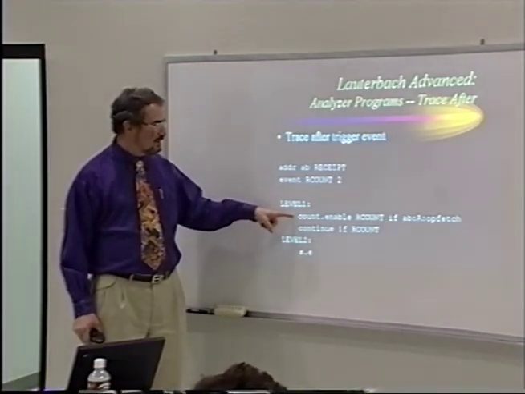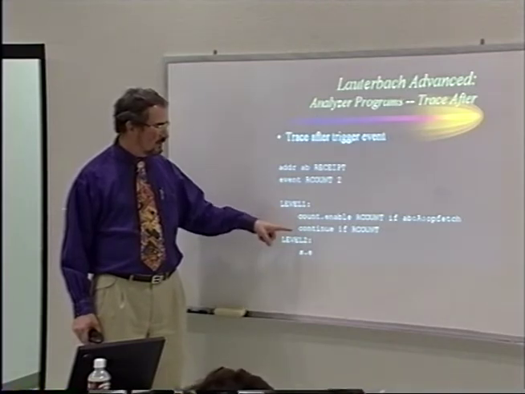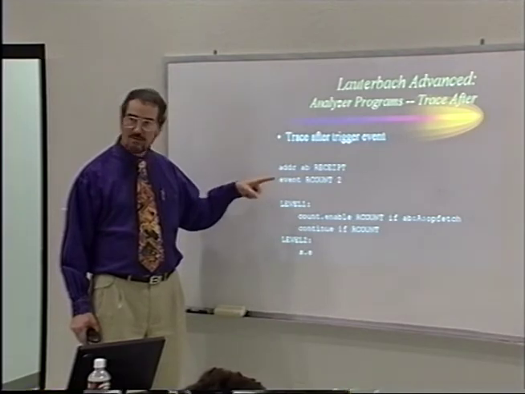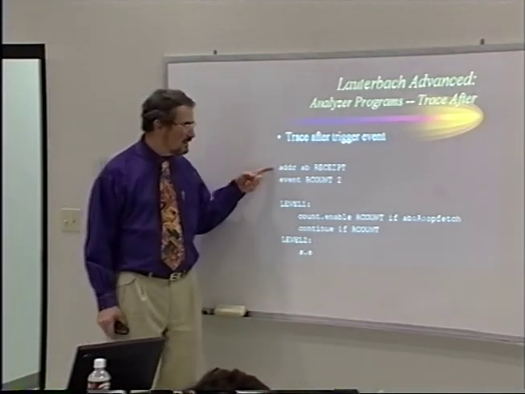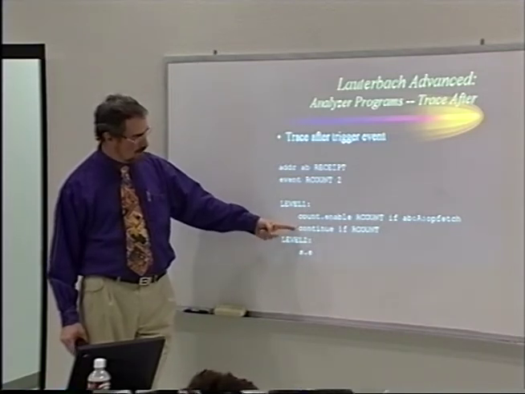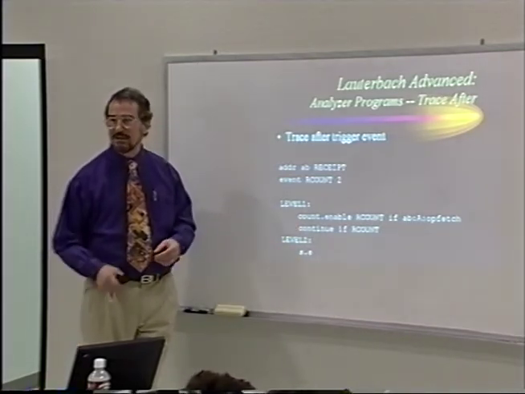So the first time we get there, we increment it from 0 to 1. We continue. It's not true yet, so we stay in level 1. The next time we call receipt, it's going to go to 2. It's going to be true, and we're going to drop down and start sampling.